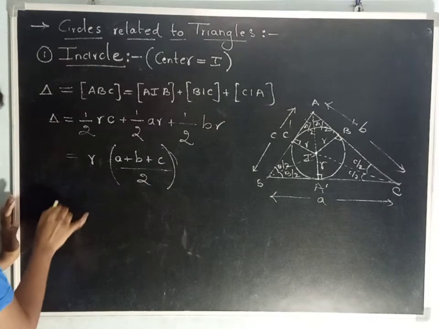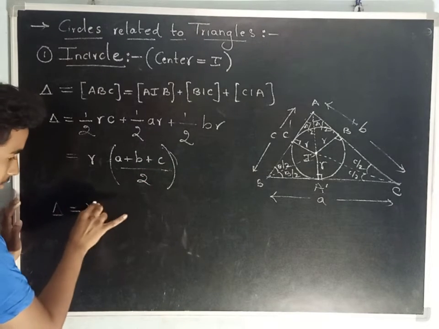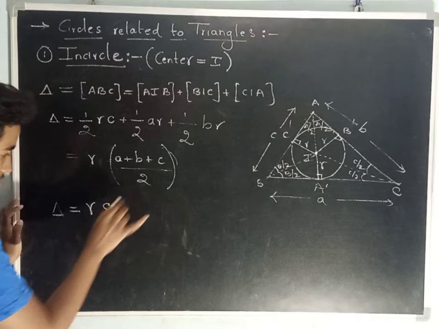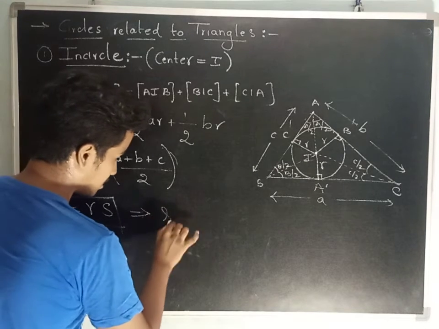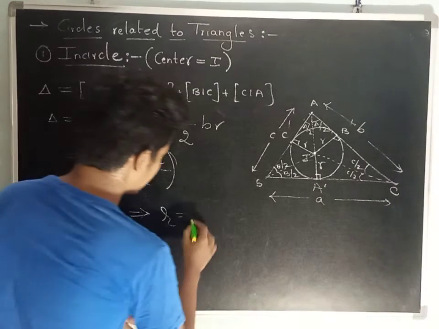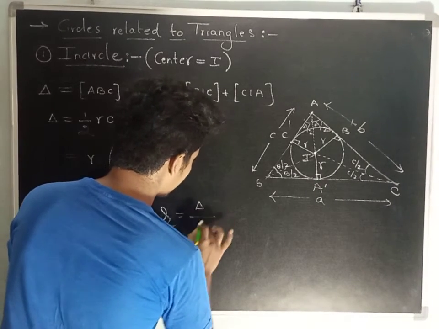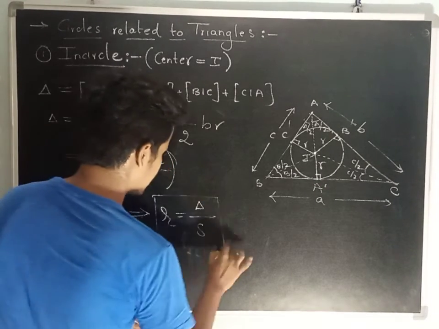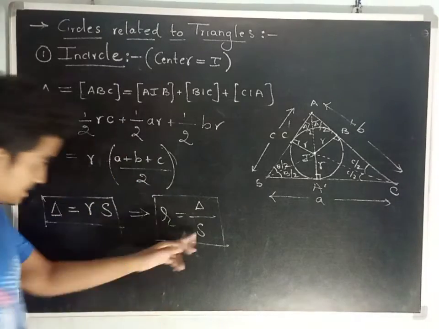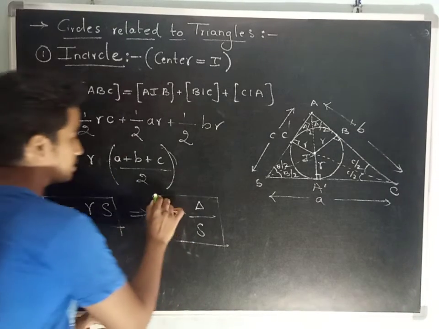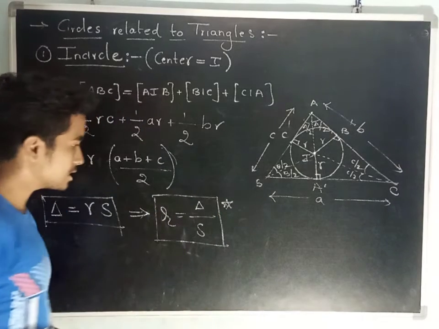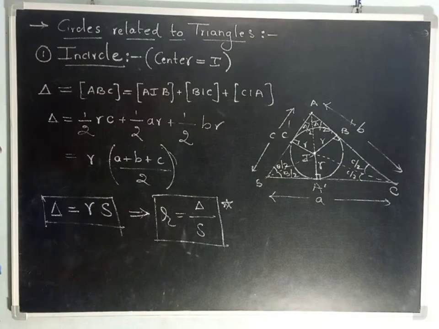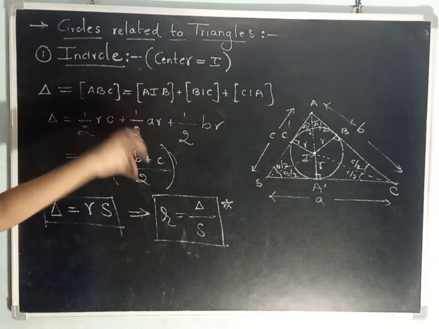Right? It means the area of the triangle is nothing but the inradius into the semi-perimeter. It means the radius of the incircle is equal to the area of the triangle by the semi-perimeter. This is the most important result that you have to remember. And this is how we can derive it.